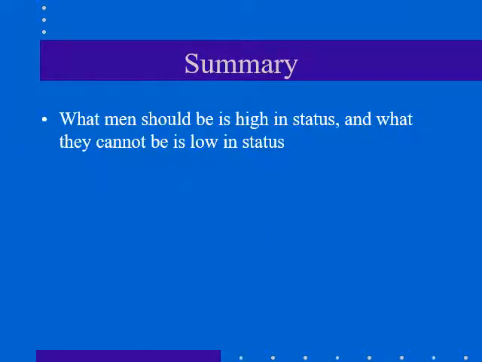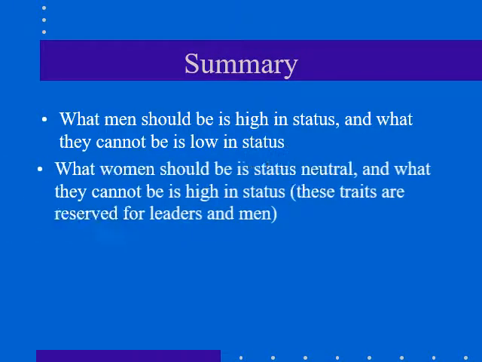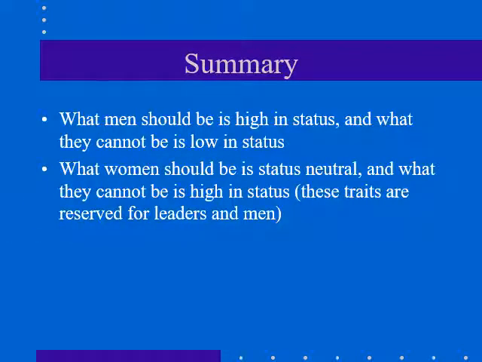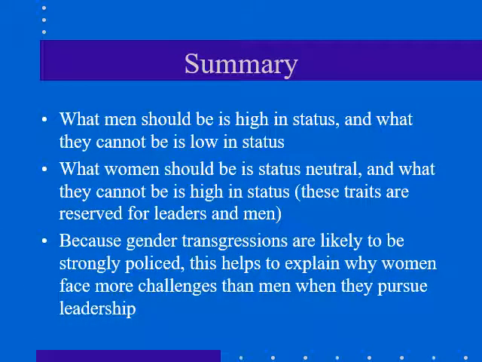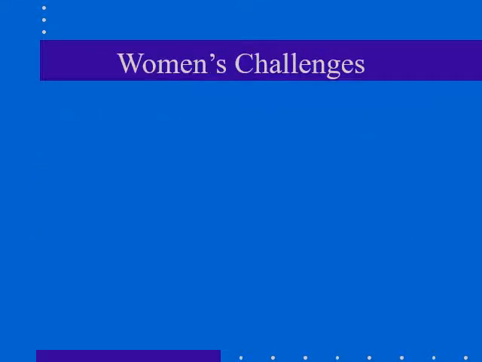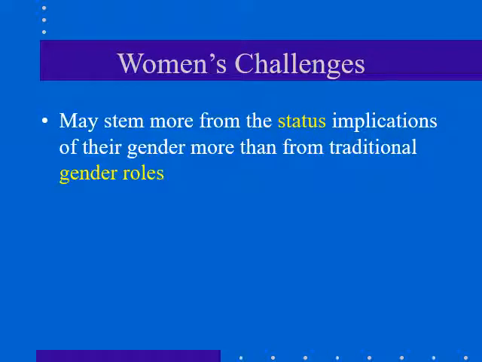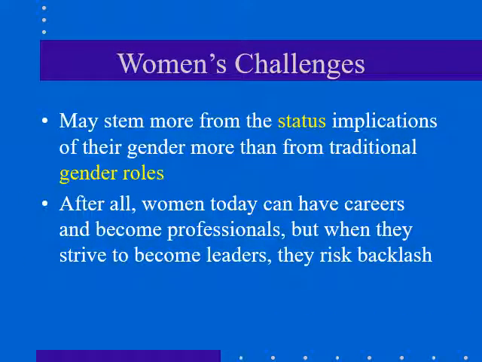So what men should be is high in status. What they cannot be is low in status. What women should be doesn't have anything to do with status, but what they can't be is high in status. Again, those traits are reserved for leaders and for men. Because gender transgressions are likely to be strongly policed, it helps explain why women face more challenges than men when they go after leadership. Women's challenges may stem more from the status implications of their gender than from traditional gender roles. After all, women today can have and do have careers, they become professionals, but when they strive to become leaders, when they strive to be top dog, then they risk backlash.